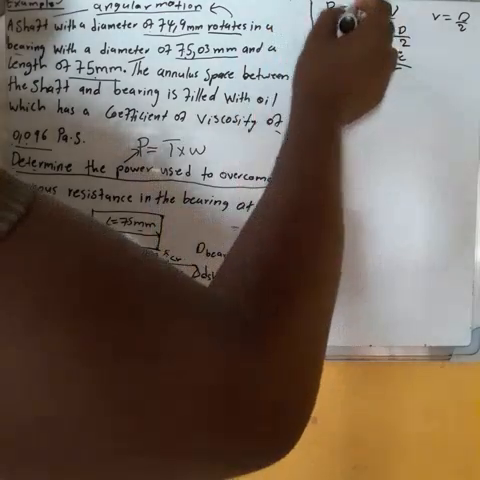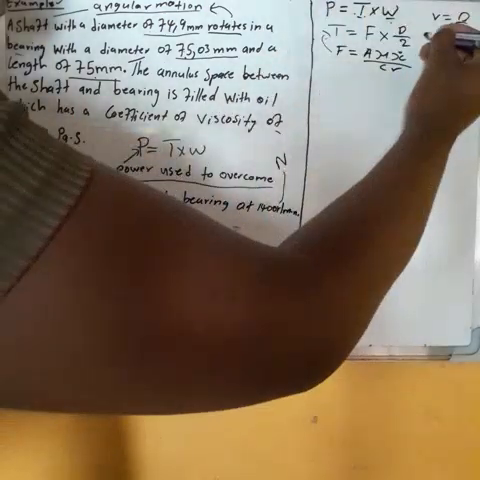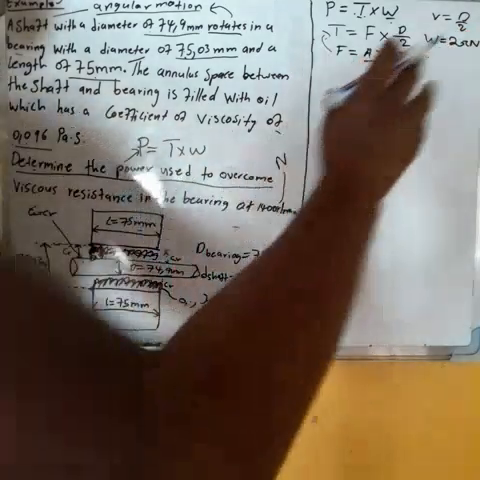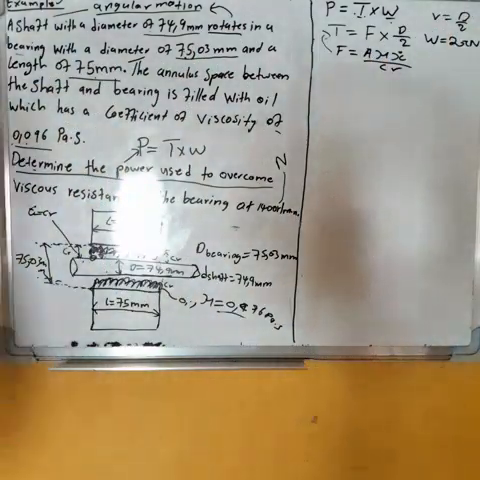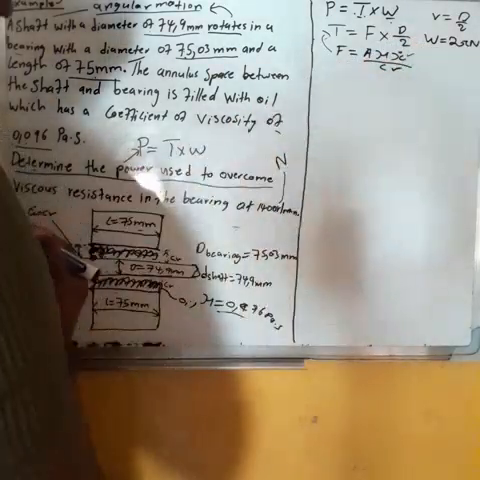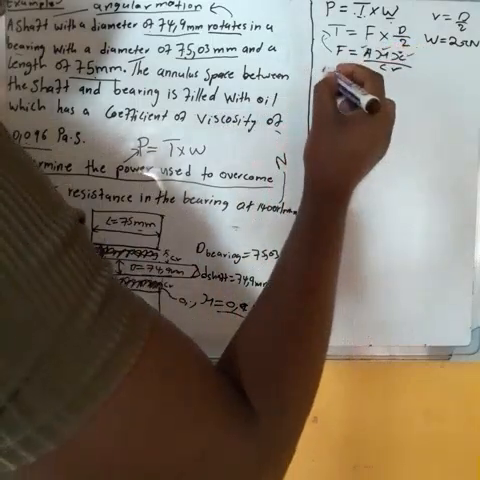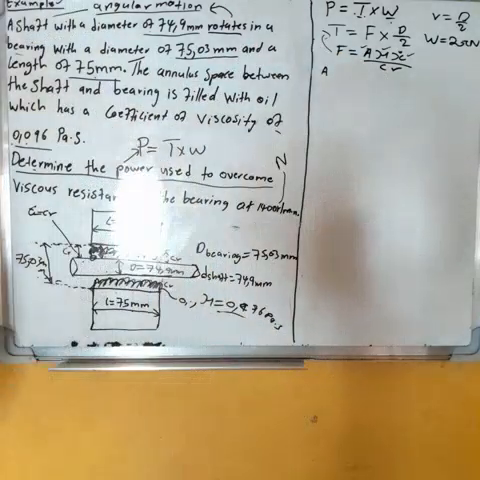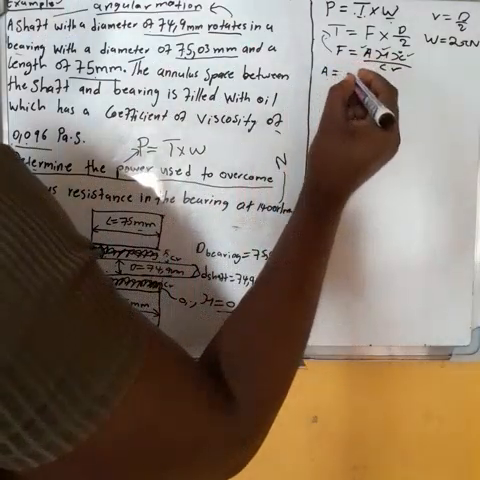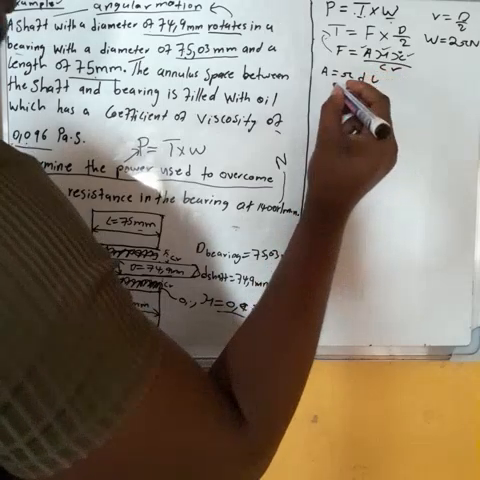After calculating the torque, we substitute it into the power formula. Then we have the angular velocity, which is 2 pi n. If we can get this information, we're done with our power. Now, do we have velocity? No. Do we have this? Yes. Do we have area? We don't have area. I can simply write area equal to pi multiplied by diameter multiplied by length.